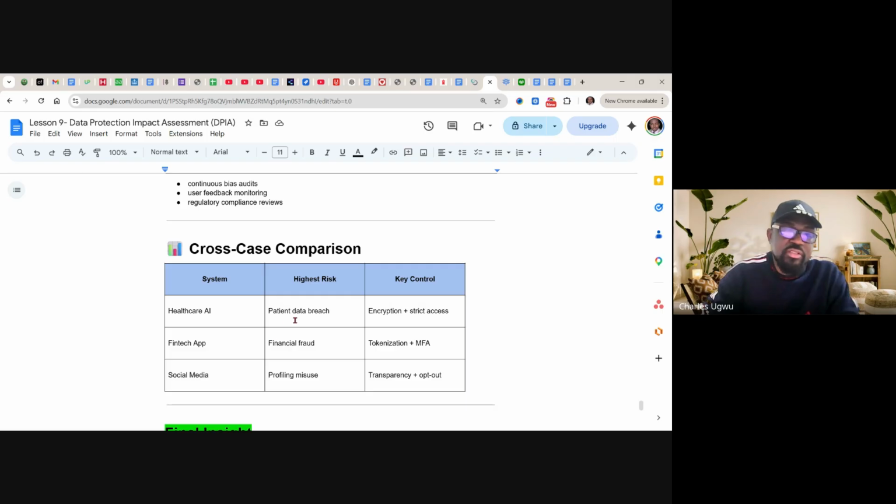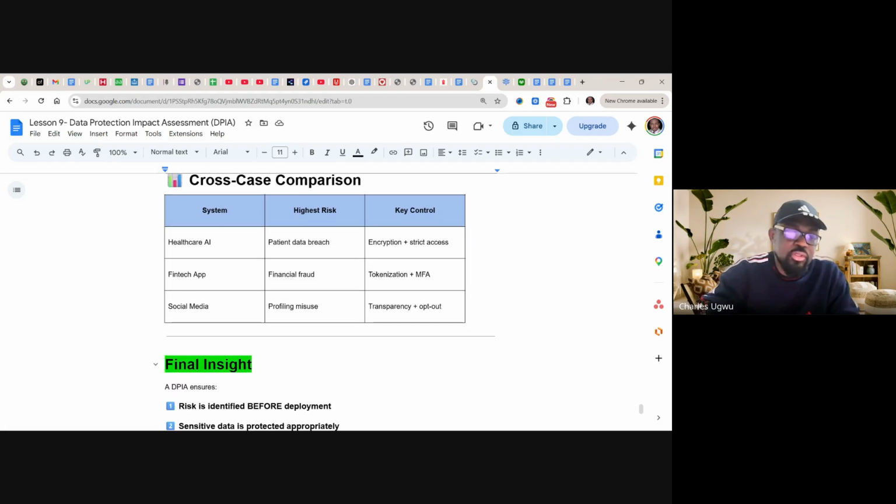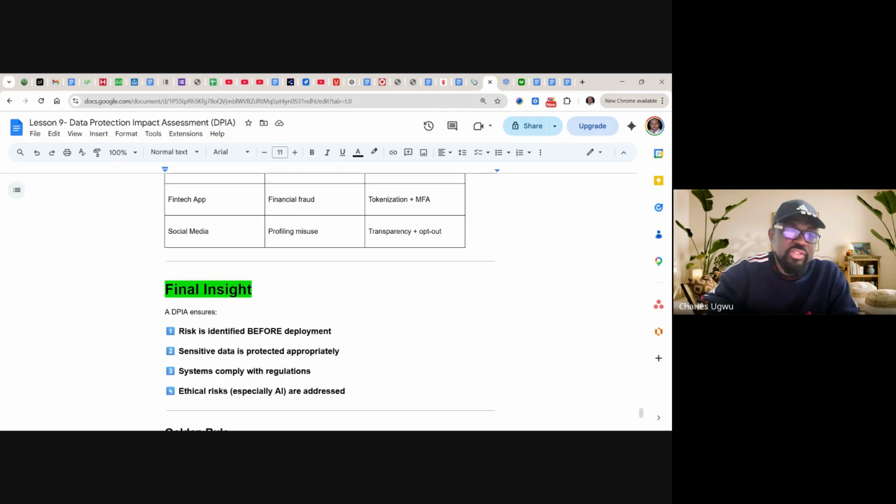Under the healthcare, we have patients, the highest risk, have patient data breach, and control is encryption and strict access. Under fintech app, the highest risk is financial fraud. We have tokenization and MFA. And under social media system, we have profiling, misuse, and we have transparency and opt-out as a control measure. So that's it. Final insight on data protection impact assessment.